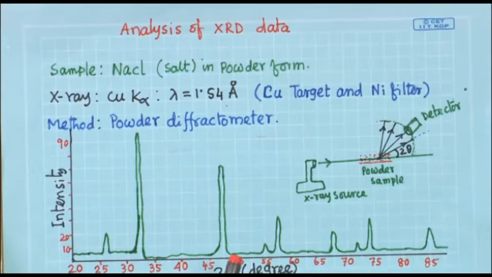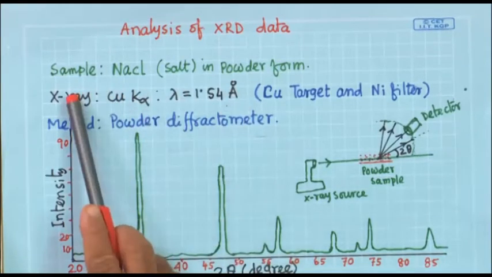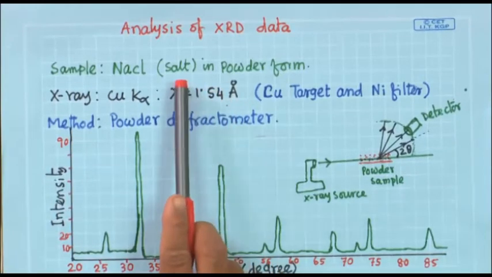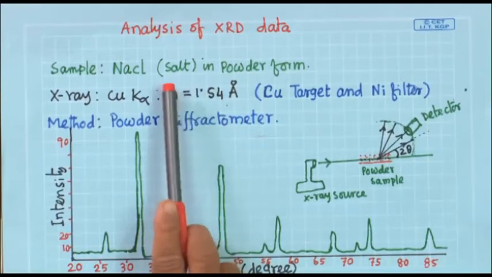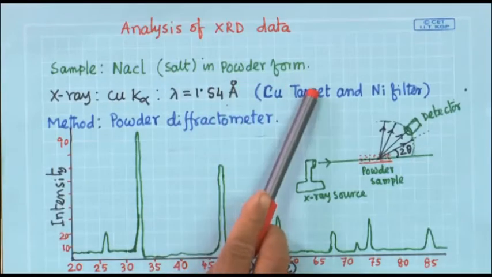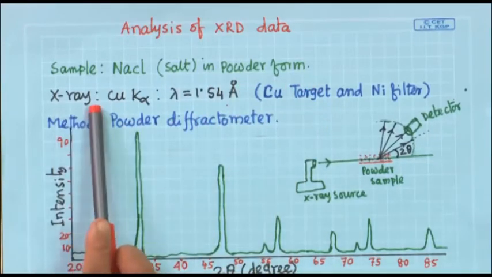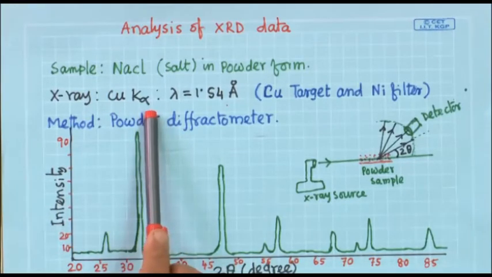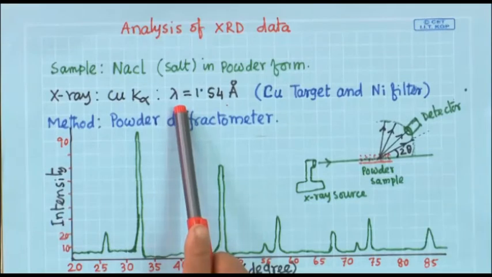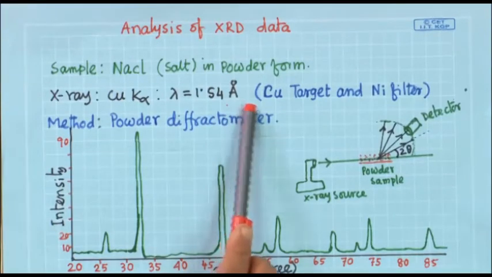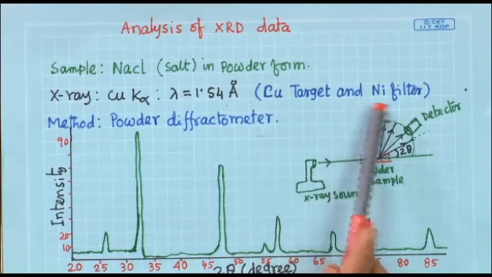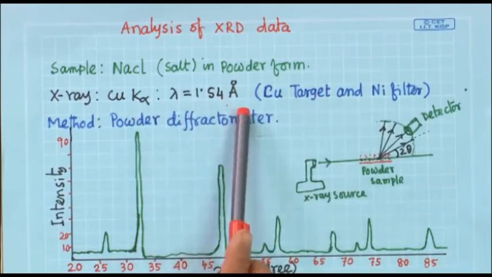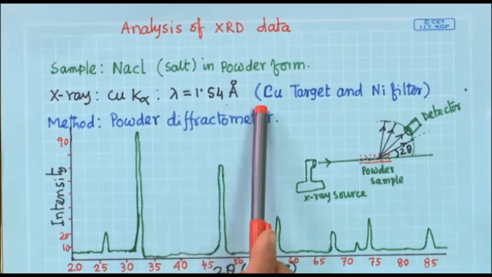Here the sample is sodium chloride salt, whatever we eat as salt, in powder form. The X-ray used for this experiment is copper K alpha, and its wavelength is 1.54 angstrom. Basically, a copper target and a nickel filter are used to get this copper K alpha on the sample.